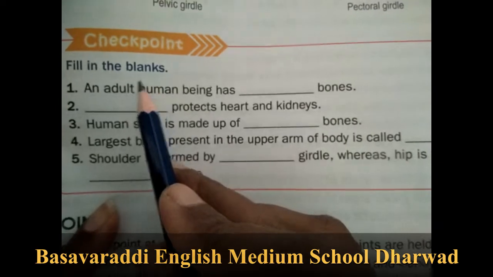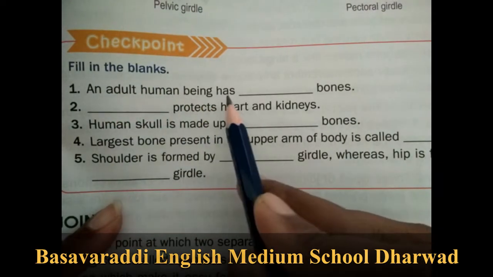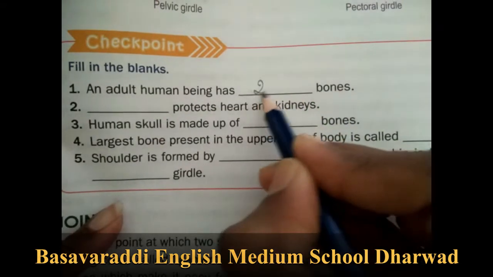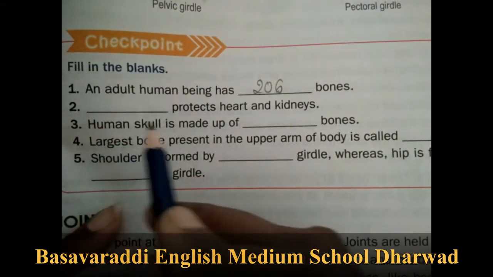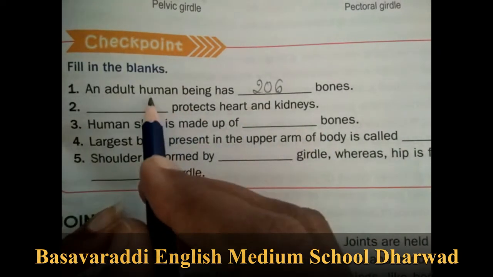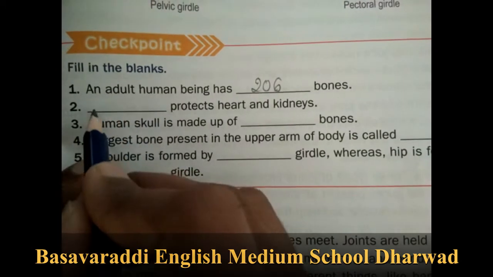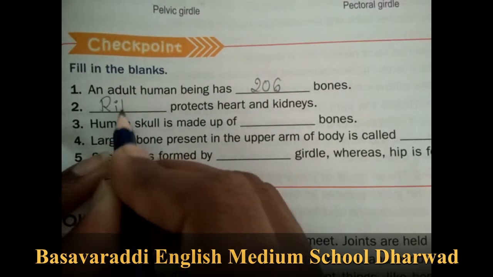Checkpoint, fill in the blanks. The first one, an adult human being has dash bones. The 206 bones. Second, dash protects heart and kidney. That is rib cage. Rib cage protects heart and kidney.